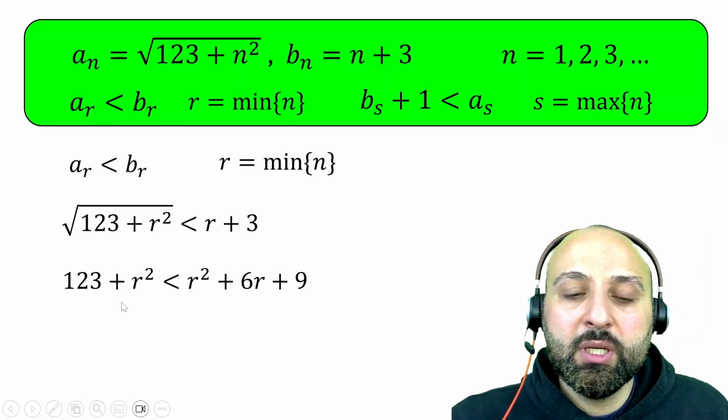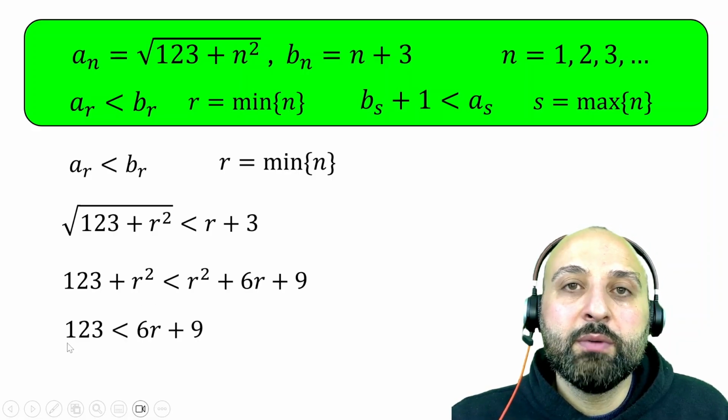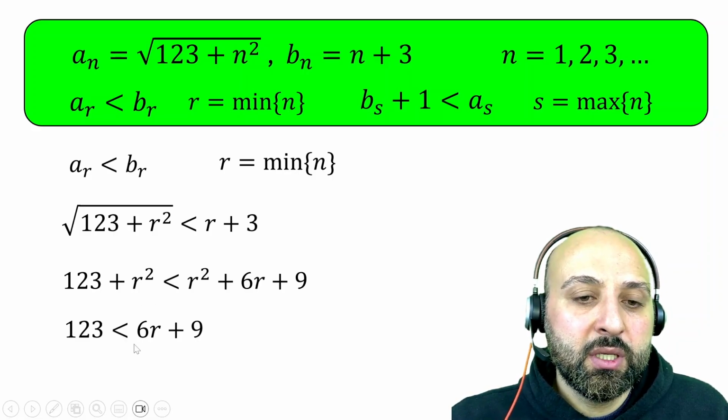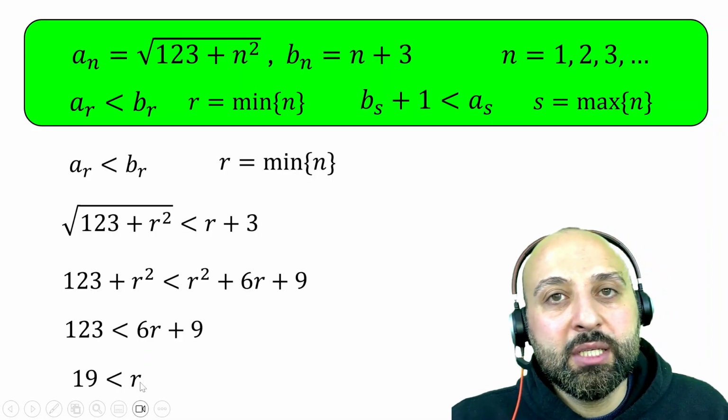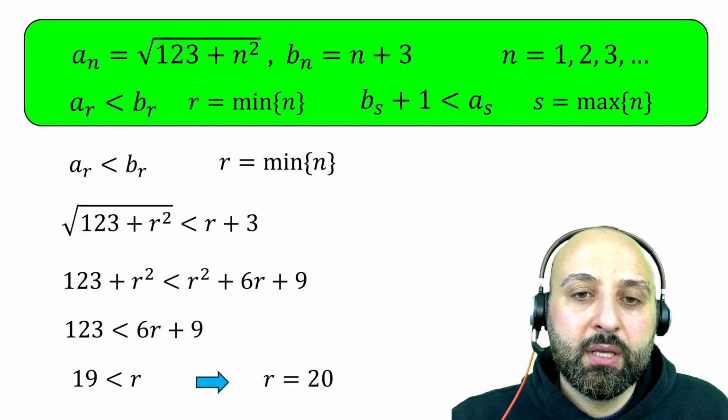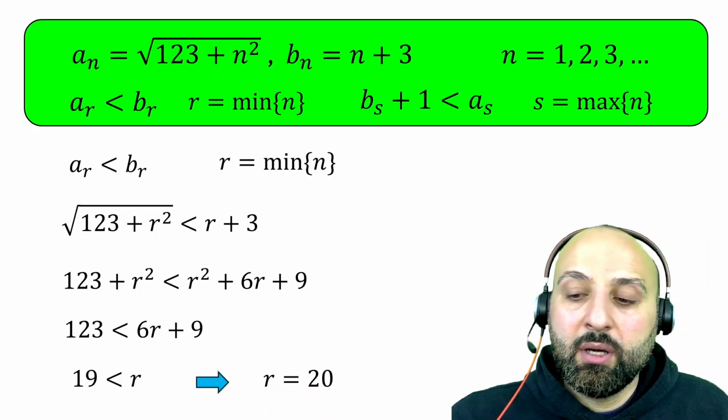R² with R² disappear, 9 goes to the other side, and this one with 123 disappears. And then we can get that R should be larger than 19. That means R is equal to 20. Okay, so we calculated R.